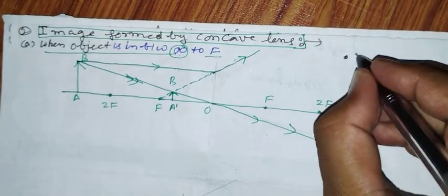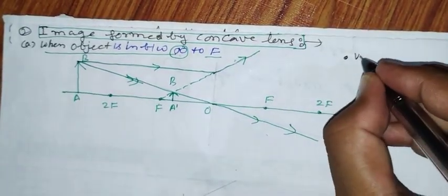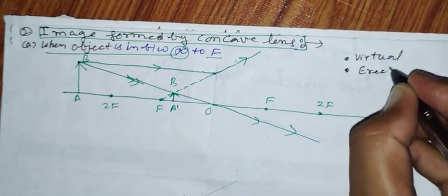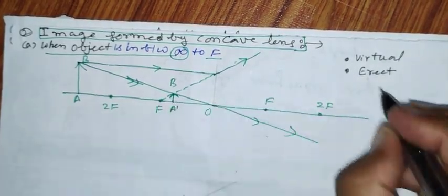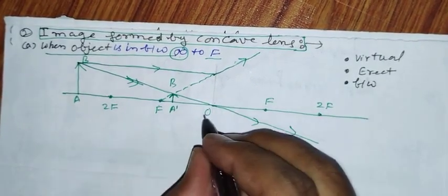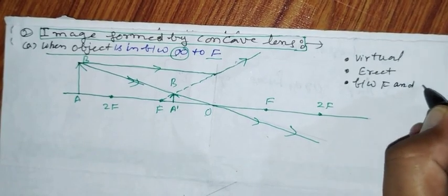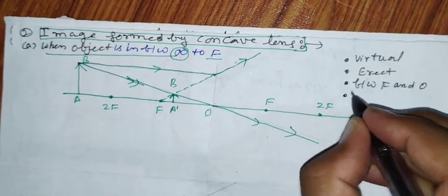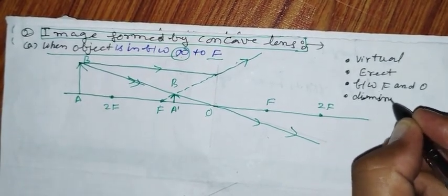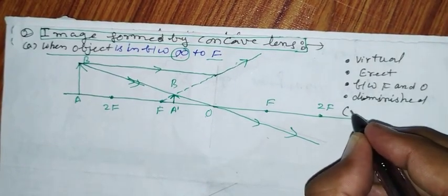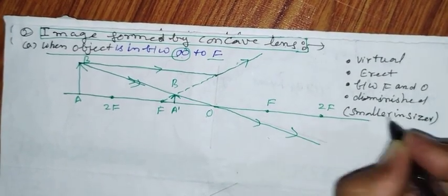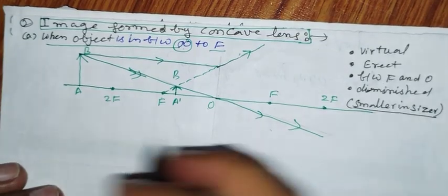Four characteristics. First, on the same side, it means virtual. Virtual images are always erect. Third, between F and O, smaller in size. Smaller in size means diminished. In a bracket we may write smaller in size.